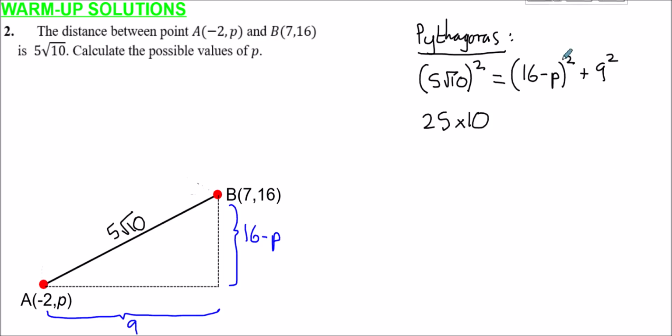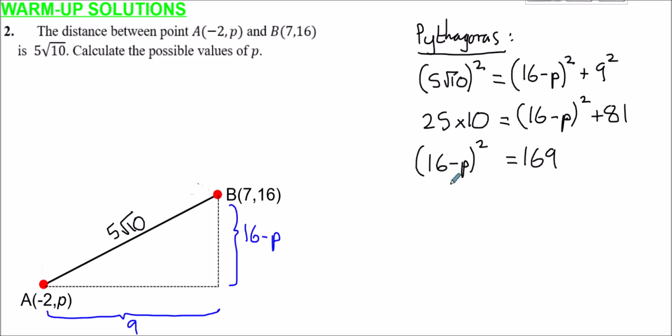So a common thing people might do is to expand all this out, but actually in this particular case it would make it harder. So I'm just going to leave this as 16 minus p all squared. Obviously 9 squared is 81. So if I make 16 minus p squared the subject and just make that first, 25 times 10 is 250, and then we can subtract 81 from both sides, so that gives us 169.